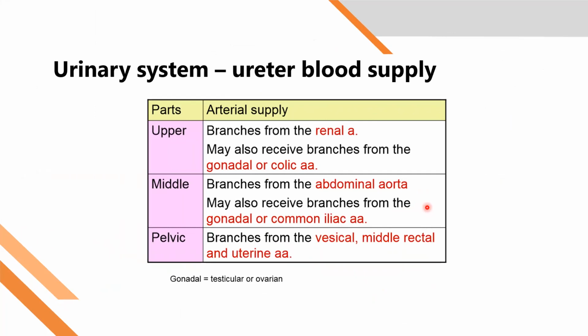Ureter blood supply: upper, middle, and pelvic part. The upper part is supplied by branches of the renal artery. They may also receive branches from the gonadal and colic artery, and branches from the abdominal aorta supply the middle part, and branches from the vesical, middle rectal, and uterine artery supply the pelvic part.